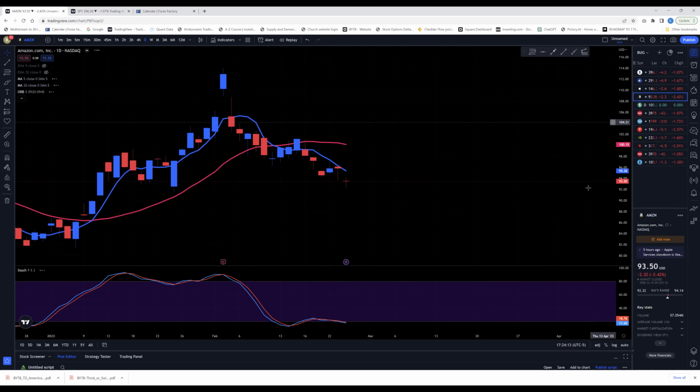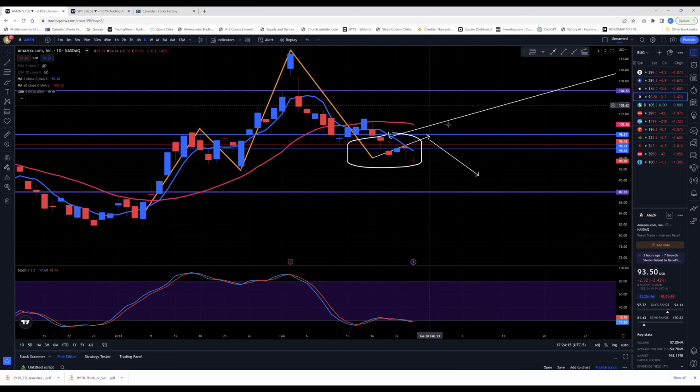All right, Amazon, same thing. It pulled back to give us the lines that I drew, still expecting that head and shoulders pattern, which is a bearish reversal pattern. So it pulled back here. Not quite. I thought it was going to pull back to this 98 area to create this right shoulder, which is the area where the left shoulder was at.